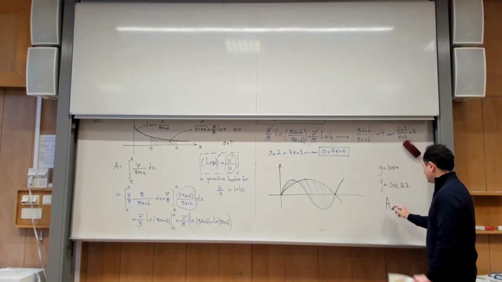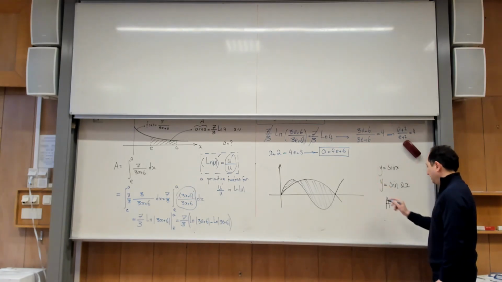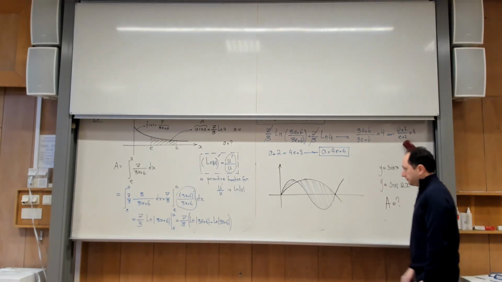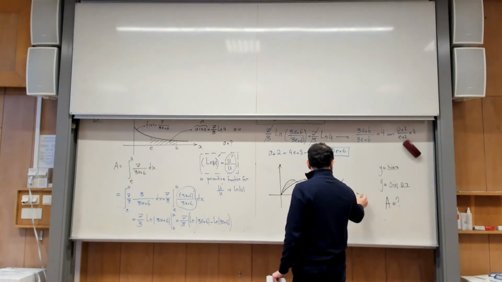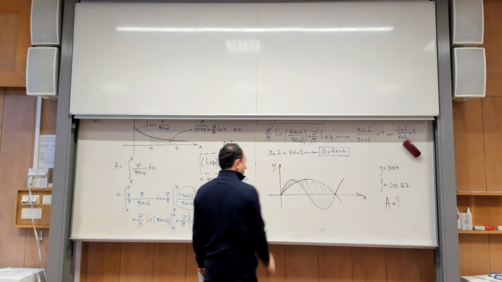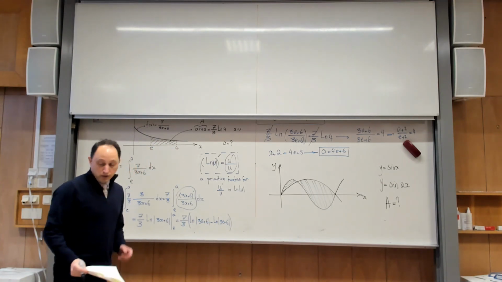So let me consider that A is the area, the total area. This is wanted. Okay? And this is the x-axis and this is the y-axis. So how should I do that? Which one is which?